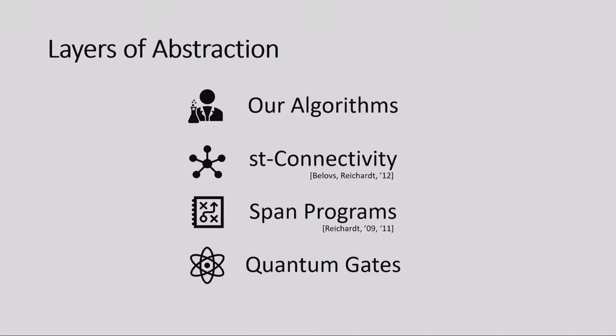So at the very bottom, quantum gates. Above that, span programs that run efficiently on them. ST connectivity is a span program, and that's what we'll be using. The first part of today's talk will be explaining the ST connectivity span program and the complexity of it, and then I'll be talking about how we reduce other problems to ST connectivity.